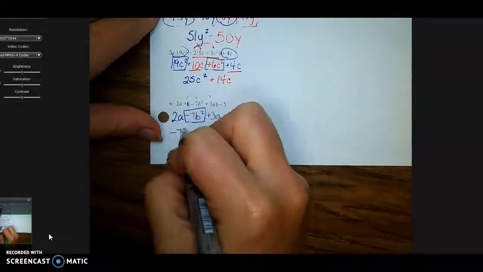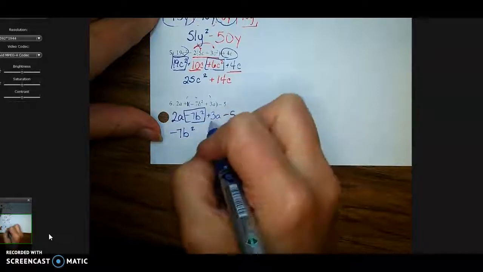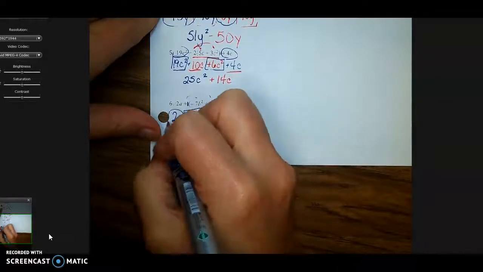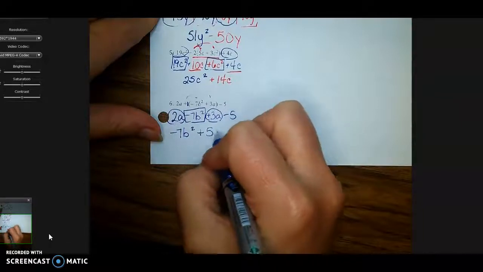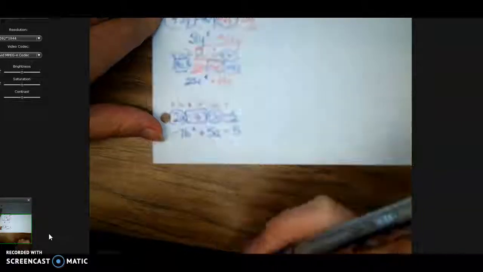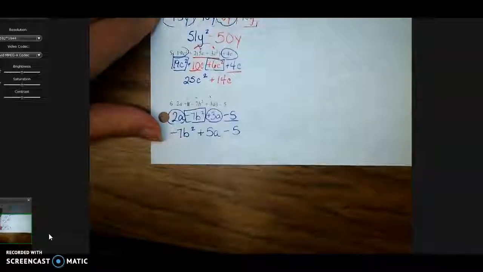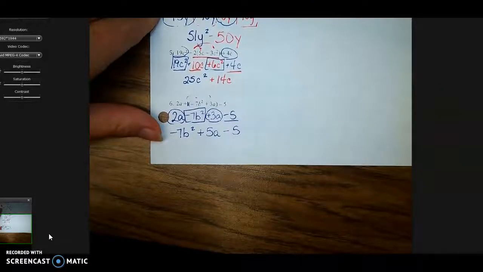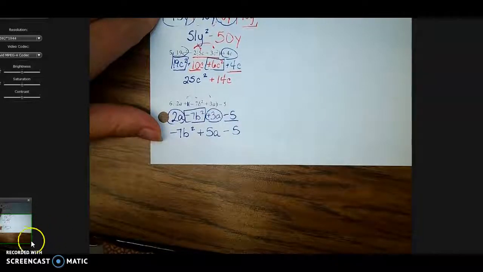That is my only 7b squared. My 2a terms can be combined, and then that just goes at the end. So hopefully that's helped. Always remember when you're doing these, pause, try them out, then try it yourself, and then go back and check it.